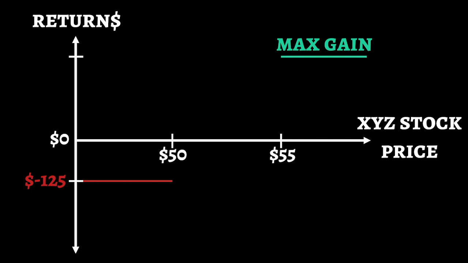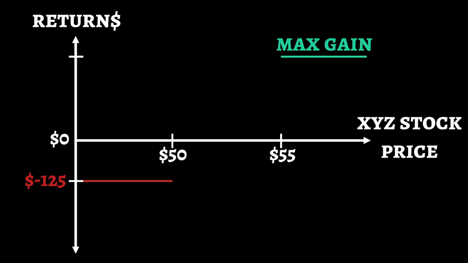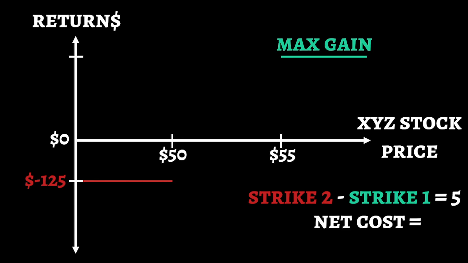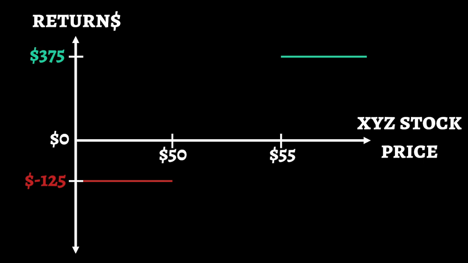In this scenario, you would profit the difference between the 2 strike prices minus the net cost of the spread. For this particular example, the difference between the 2 strike prices is 5 and the net cost of the spread is 1.25. This means the profit would be 3.75 multiplied by 100, or $375. Similar to the way the max loss was capped, so is the max gain. No matter what price XYZ is trading at, as long as it is above $55, the profit would be $375.